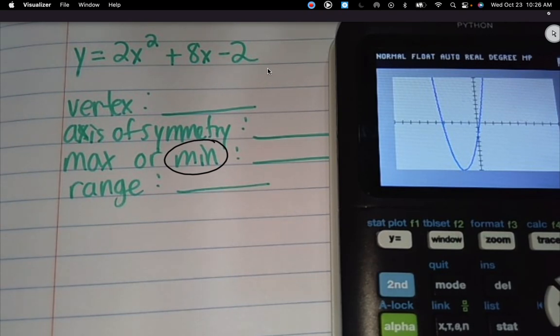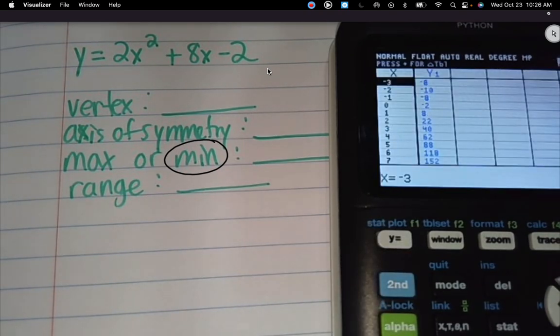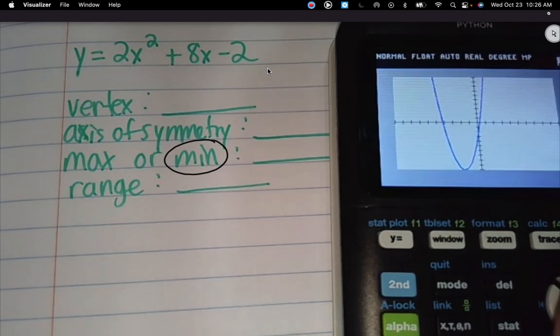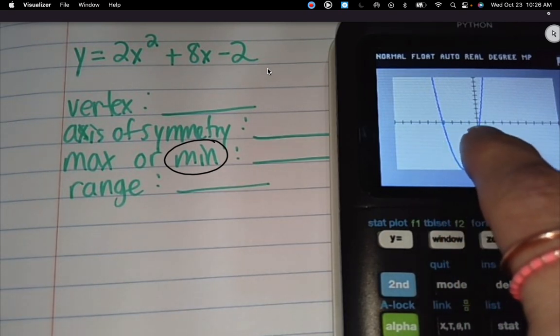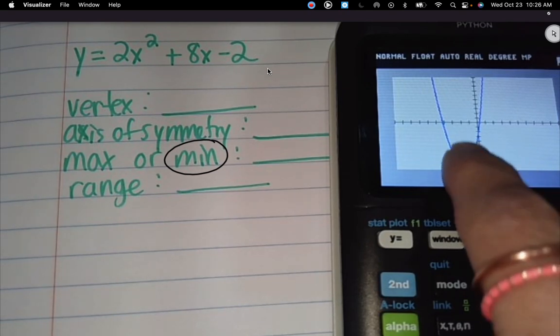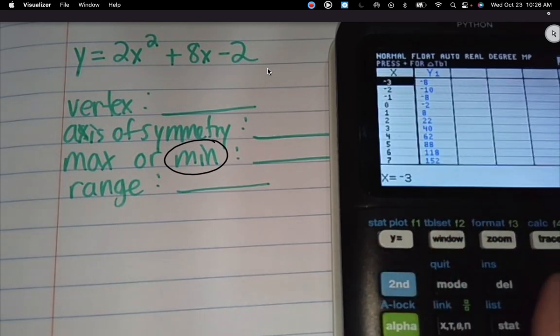Alright, now I need the actual numbers. So what do I have to do? Second table. I'll show you another way later that we have to learn. Second table. Now, how in the world do I find where the vertex is? You go to the 0 where it repeats. Okay, you can look for a pattern, or look at your graph. I think it's going to be, where does it look like it's at? Maybe negative 2 or something? Let me look at my table.